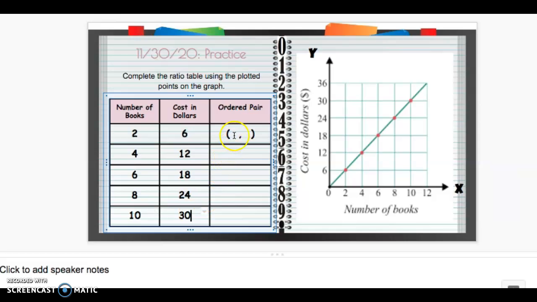So now all you have to do is place in the ordered pairs. So you have 2, 6, 4, 12, 6, 18, because your number of books is your x and your cost of dollars is your y. You know, ordered pairs is an x, y. Then you have 8, 24, and then you have 10, 30. So you have your x, your y, and your ordered pair is always an x, y.